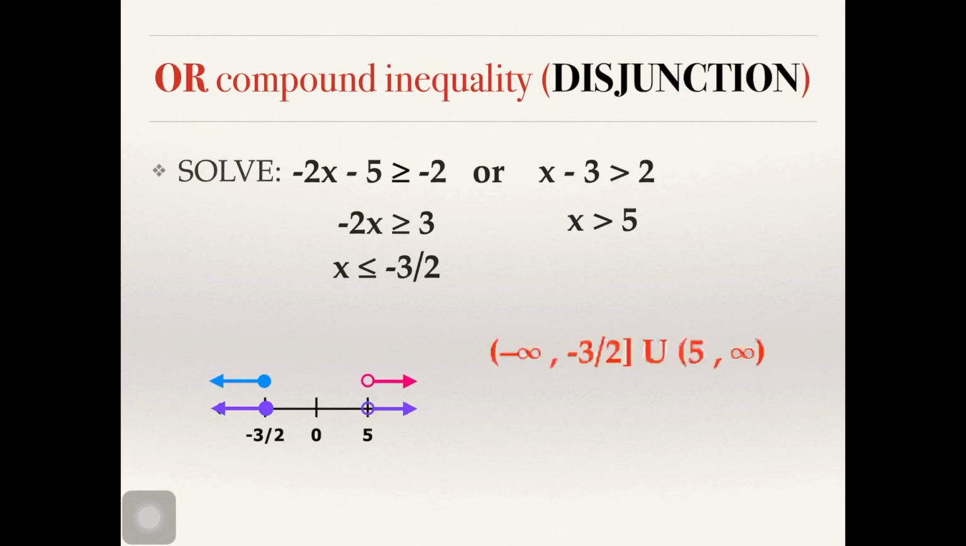How about for the set builder notation? How do we write the set builder notation? So we use braces, x such that x is less than or equal to negative 3/2 or x is greater than 5.